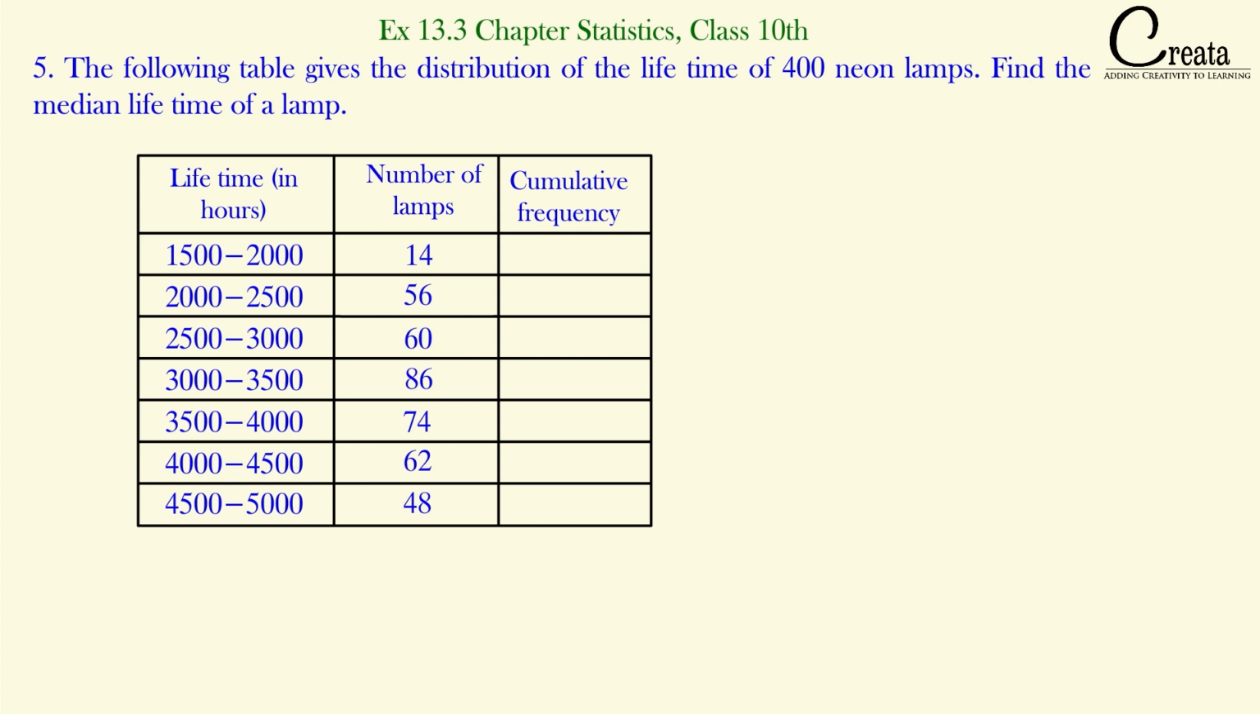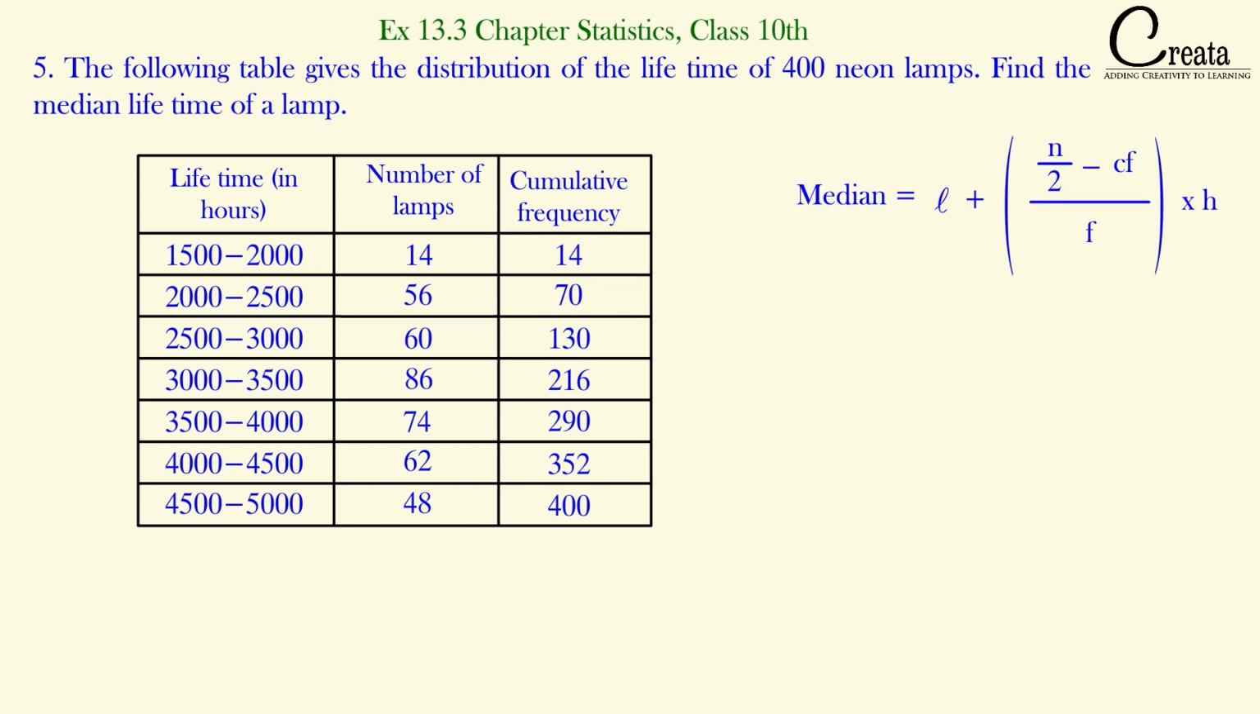In the first row, it will be 14. In the second row, it is 14 plus 56, which is 70. In the third row, it is 70 plus 60, which is 130. Here it will be 130 plus 86, which is 216. Here 216 plus 74, which is 290. Further, here it is 290 plus 62, which is 352. Here it is 352 plus 48, which is 400. So we have got the cumulative frequency column. The total is 400, which is already given in the question, so our calculation is right. Further, we have to find the median. This is the formula.